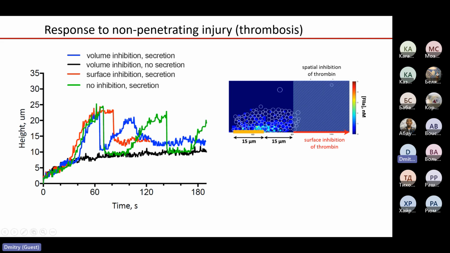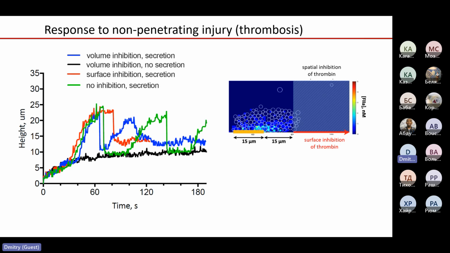So we also started to model the case when thrombin is not inhibited in the volume, but is only inhibited if it binds with the surface. But according to preliminary results, the dynamics is pretty much the same. So it means that we can observe the three-stage dynamics even in this case. So first it grows, then disrupts, and then it doesn't grow again. But of course, we need to calculate more to be really sure about these conclusions.